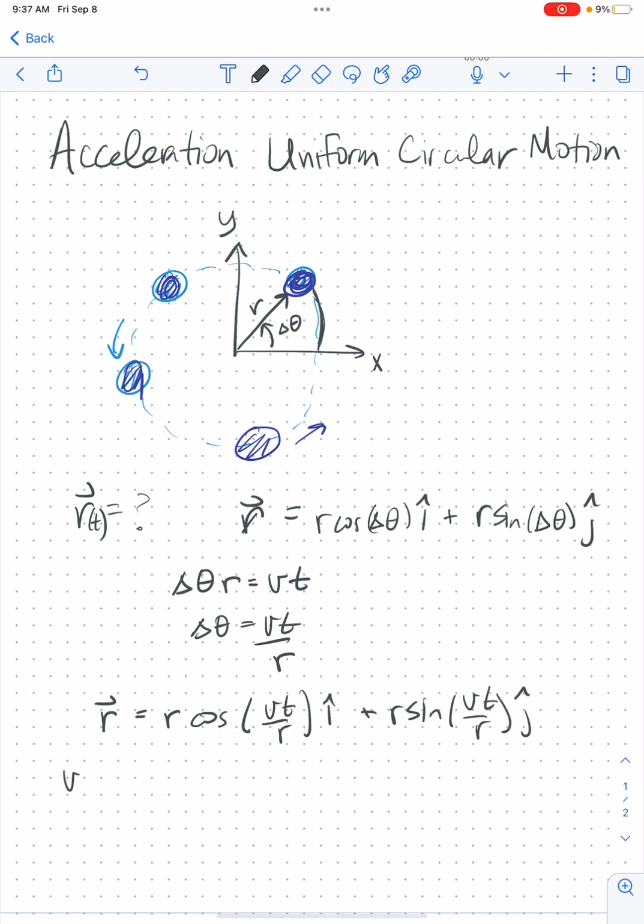And then now we know that v is dr/dt. So we're going to take a time derivative of this, and you can remember from your trigonometry that d/dt of cosine t, for example, is negative sine of t, and d/dt of sine t is cosine t.